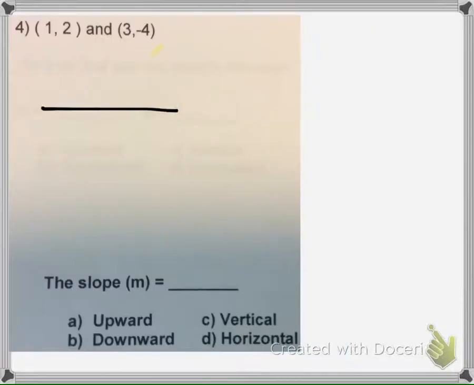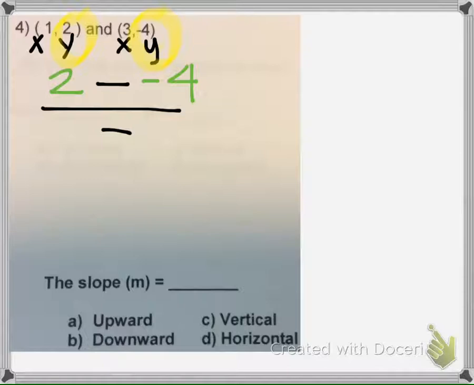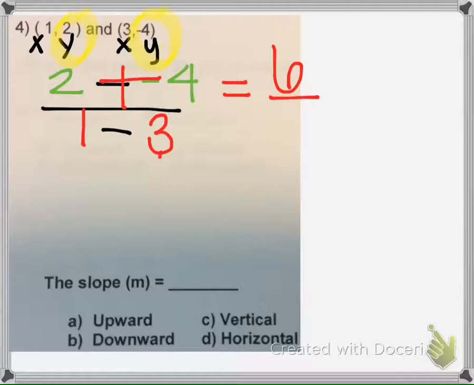Okay, let's try this next one here. And feel free to pause the video and try it first on your own. That would be a great idea if you feel comfortable with what we're doing right now. And then we're going to take the y's and subtract them. And then we're going to take the x's and subtract them. And here we get 6 over negative 2. And 6 divided by negative 2 is a negative 3.